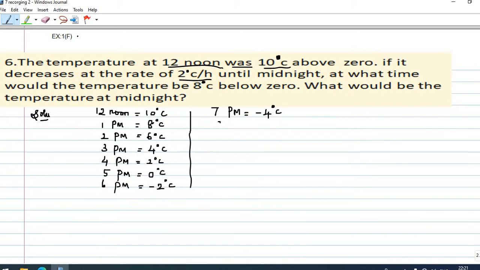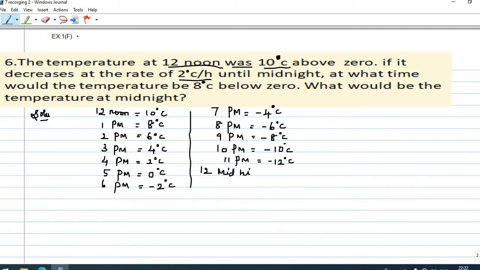7 PM is minus 4 degrees Celsius. And 8 PM is minus 6 degrees Celsius. 9 PM, minus 8 degrees Celsius. 10 PM, minus 10 degrees Celsius. 11 PM, minus 12 degrees Celsius. After 11 PM is your midnight, 12. So here also I am going to reduce 2 degrees Celsius, so minus 14 degrees Celsius. Can you follow this, children?